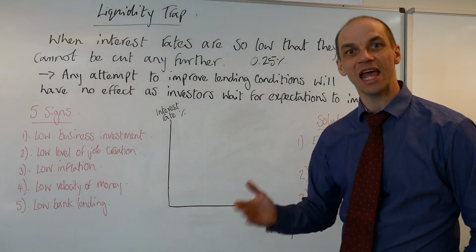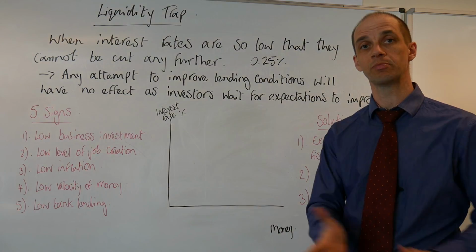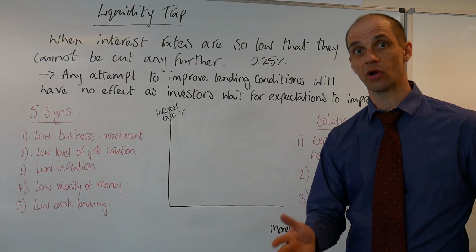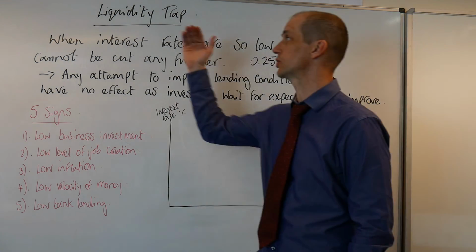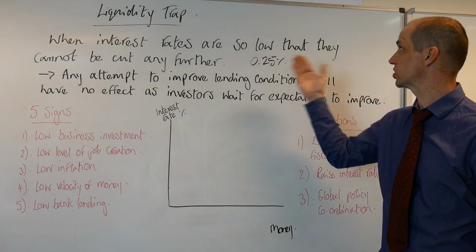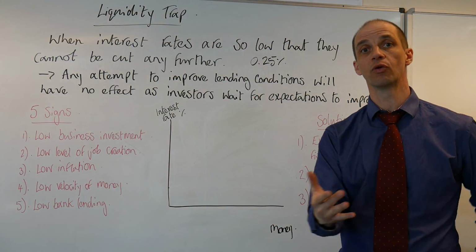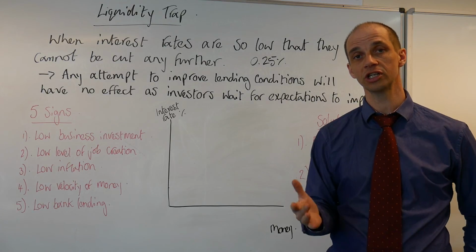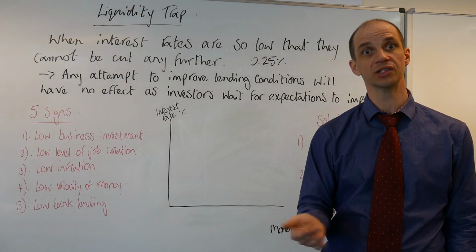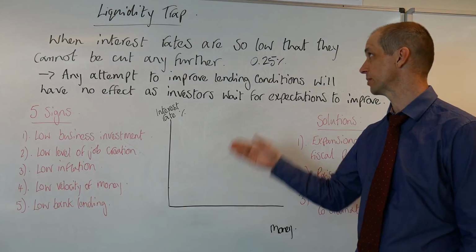Hi everyone, so an excellent way of evaluating the likely effectiveness of monetary policy is to consider the scenario of a liquidity trap. Now, a liquidity trap occurs when interest rates are so low that they cannot be cut any further. And so therefore, if you do decide to increase the money supply via quantitative easing, it's unlikely to have any impact on interest rates.